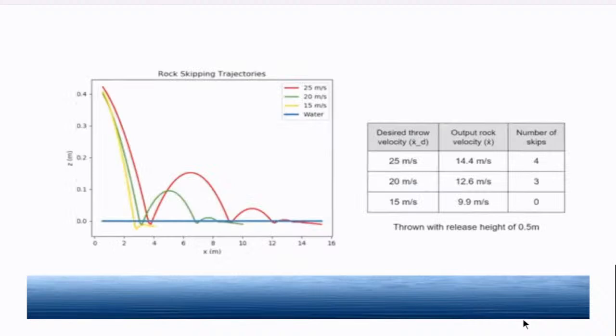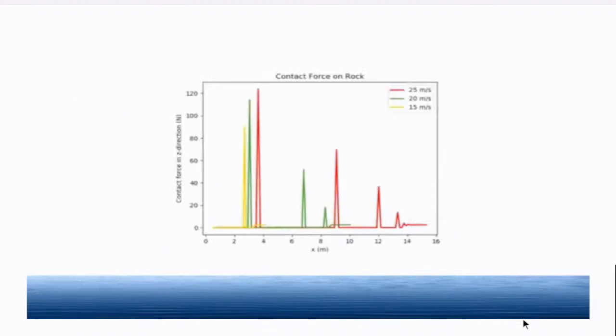We ran our implementation over a desired set of throwing velocities. Throws were not perfect. The actual release velocity of the rock was much less than expected. This is likely due to the rock colliding with the gripper on an imperfect release. We just used the two-finger gripper, which is not necessarily optimal for skipping a rock. However, we still did get the rock to skip and saw that higher velocities led to more skips. We can also see the contact force decreases with each impact.